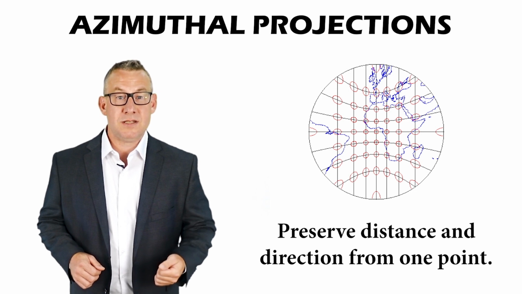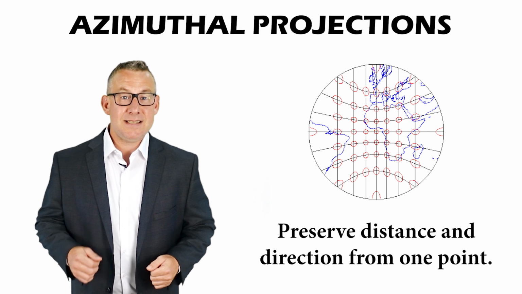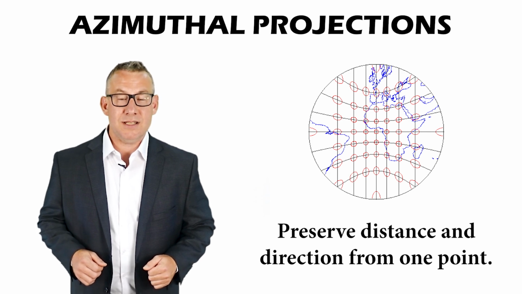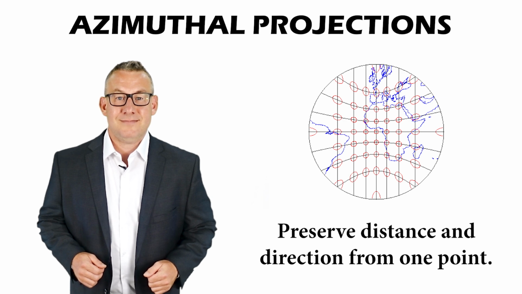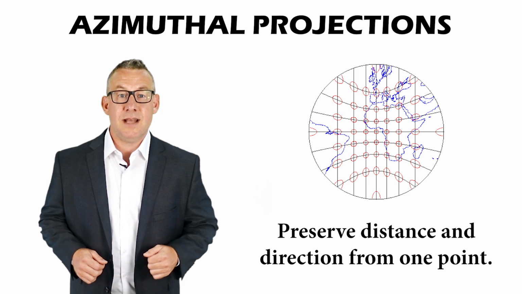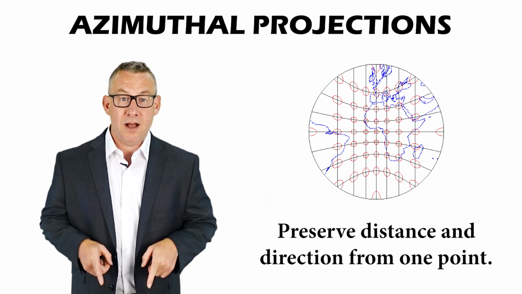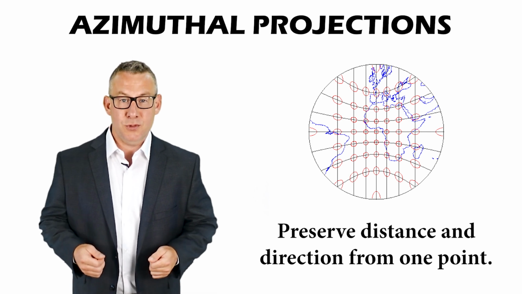Azimuthal projections are best for polar regions. Distances from the center are true in an azimuthal projection. Usually, either the north or south pole is oriented at the center of the map, giving the viewer an impression of looking up or down at the Earth in an azimuthal projection.